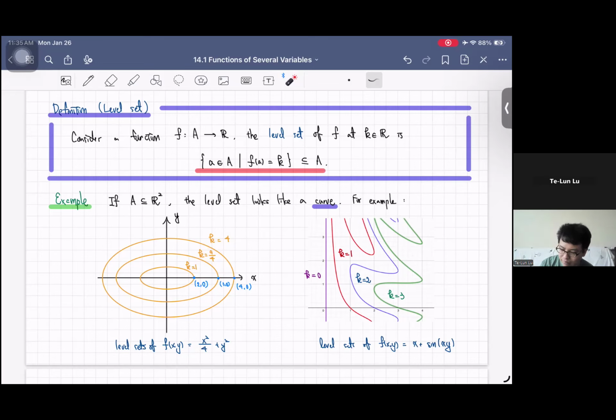For example, if we define f of xy equals to this strange function, x plus sine of xy, then you get this strange level curve, level set, sorry. K equals to 1, 2, 3, and 0.